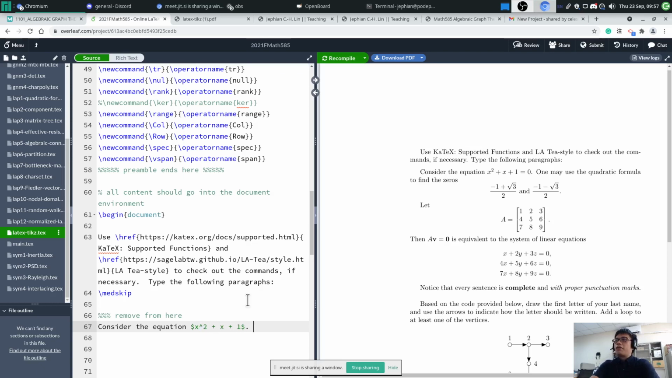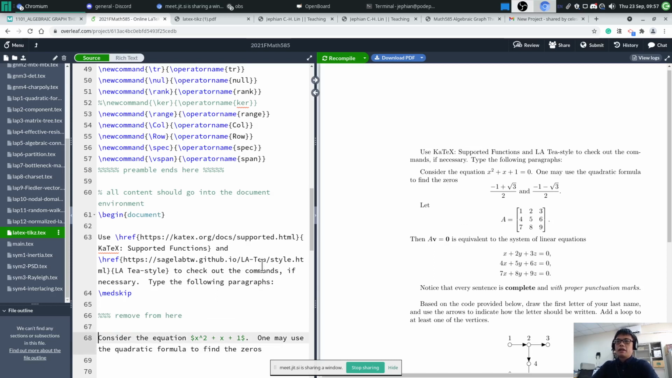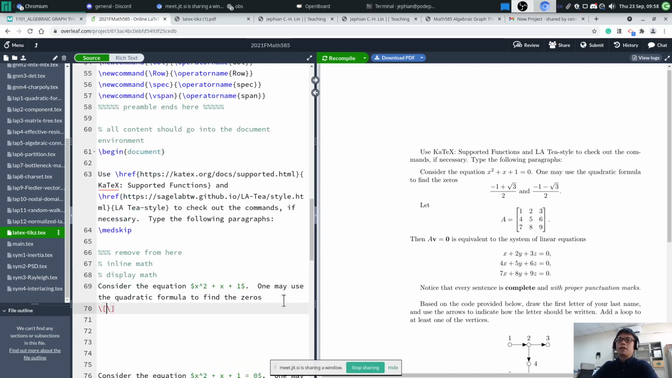Most of them are straightforward. One may use the quadratic; this is only English typing. Quadratic formula to find the zeros. And now there's another kind of big chunk of math, and this is called display math. The first one is called inline math, and there is also display math. Display math will be bigger and easier to read, but it occupies a lot of space.